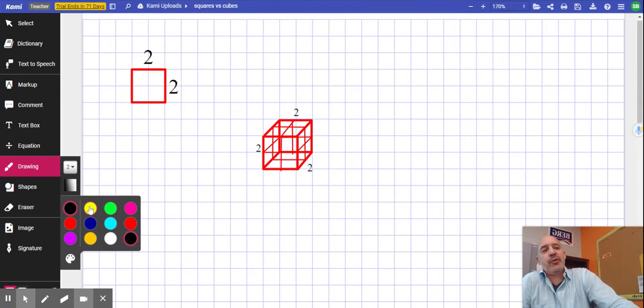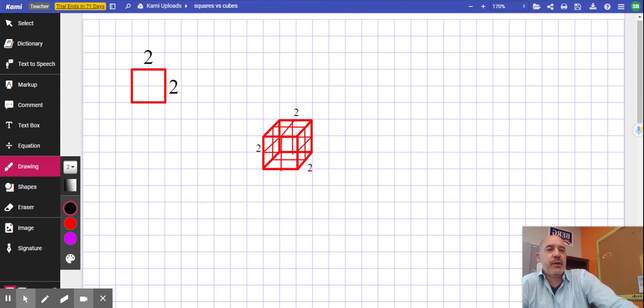Okay, boys and girls. So the lesson is squares versus cubes. On the left, we have a square, and on the right, we have a cube. I'm just going to abbreviate. So the idea is that squares have a certain number of dimensions, and cubes also have a certain number of dimensions. Well, squares have two dimensions.